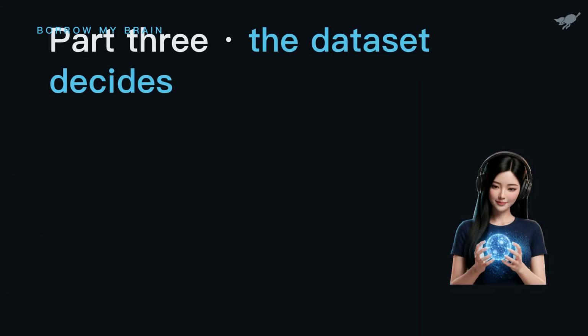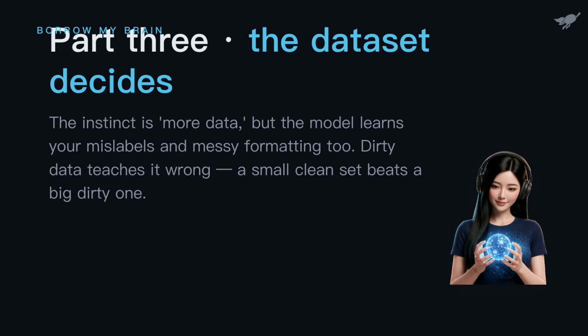The third part, data. The human instinct is, it's not working well, so just feed it more data. But the nastiest thing about fine-tuning is this. The model learns everything you feed it, including your mislabeled labels and your inconsistent formatting. Dirty data doesn't just fail to help. It actively teaches the model the wrong thing.